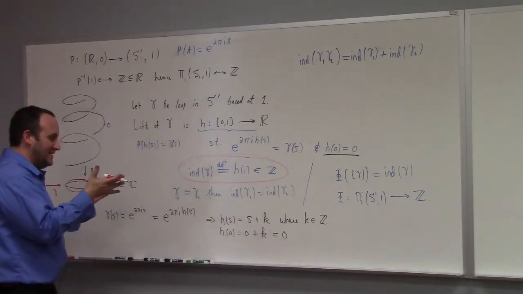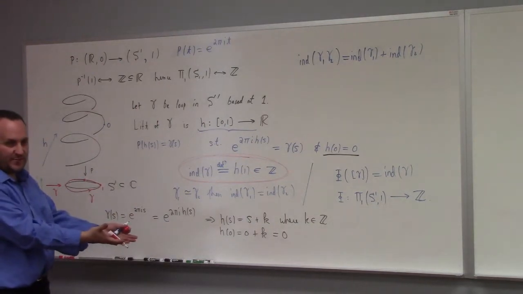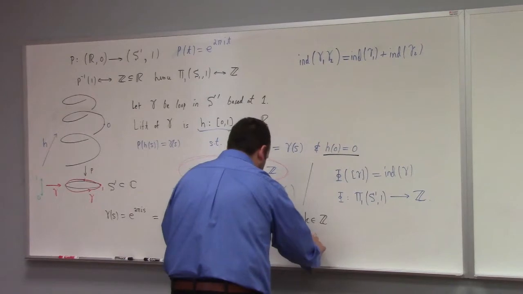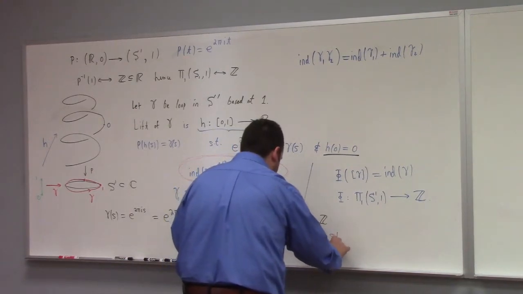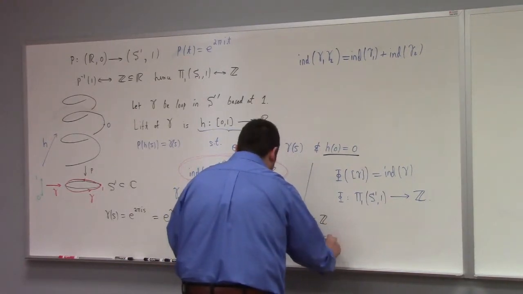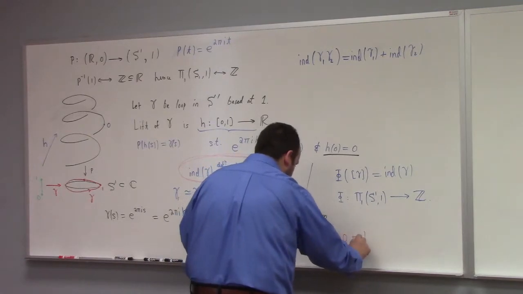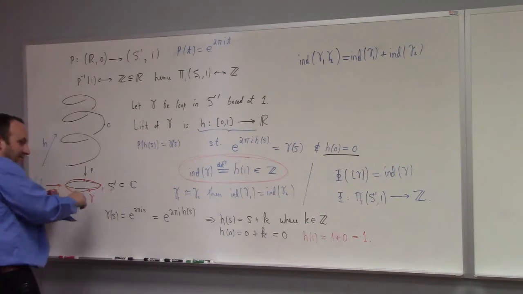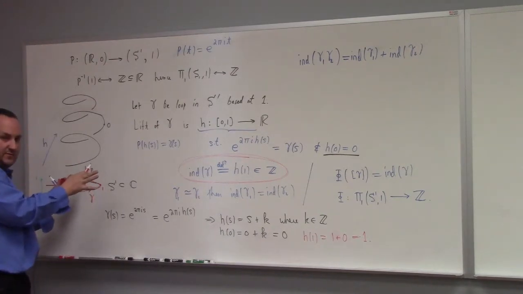So I just showed that k is equal to 0 for this once-times-around map, right? So h of 1 is equal to s, which is equal to 1 plus 0, which is equal to 1. As I was claiming, one loop around gives you index 1.